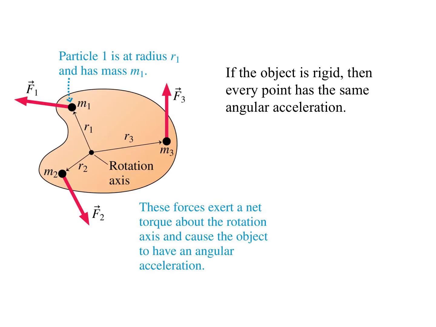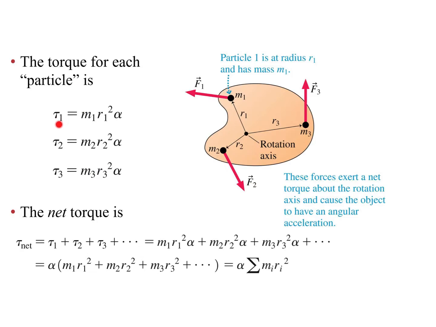If we have 3 points on a rigid object, and that is fixed to rotate around this point, and we pull on all of them with their own little forces, then they'll each exert torques, which causes there to be a net torque, which would cause the thing to accelerate in an angular sense. The torque for each of these particles would be its mass times its distance from the axis squared, but times the common acceleration. So the net torque, of course, just means add the 3 up. So we'll have m1 r1 squared alpha plus m2 r2 squared alpha plus m3 r3 squared alpha, plus if there were more particles, we keep doing that.